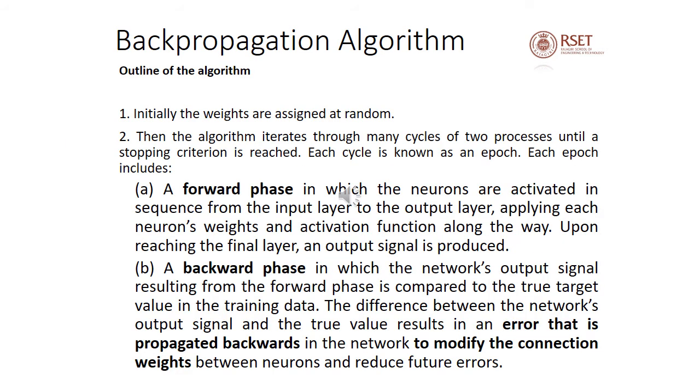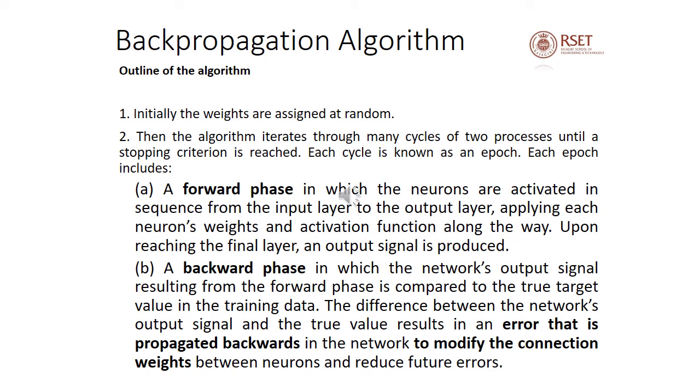Let's see one important feed-forward neural network algorithm, which is called the backpropagation algorithm. This algorithm is still popular nowadays in deep learning or deep neural networks. Still, we are using the backpropagation algorithm. So, the first step is that initially the weights are assigned at random. The second step, the algorithm iterates through many cycles of two processes until a stopping criterion is reached. Each cycle is known as an epoch, and each epoch includes two steps. One is called the forward phase and the second one is the backward phase.